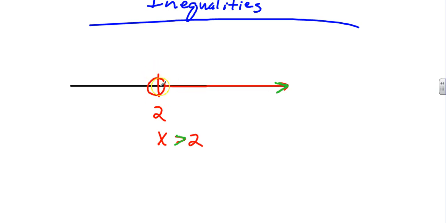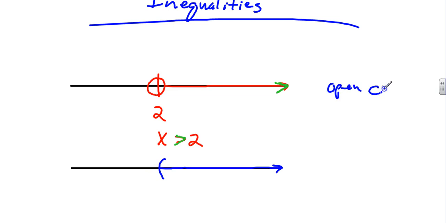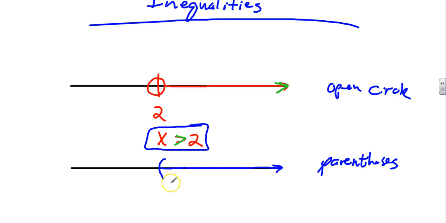Now, if they ask you to go back to the parentheses, this would also be on the number line. If they have you use the parentheses and the square brackets, this one would be a parenthesis at 2, headed to infinity. So just remember, an open circle is the same thing as a parenthesis. So if you're thinking back to graphing with an open circle, just remember you're going to use parentheses.